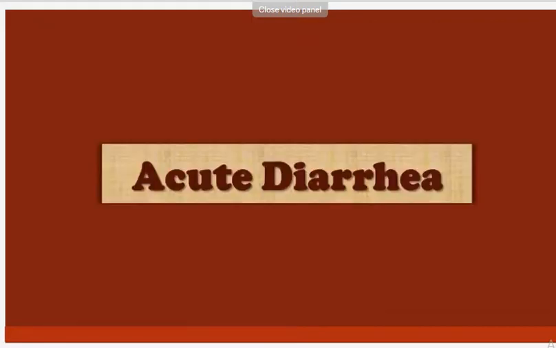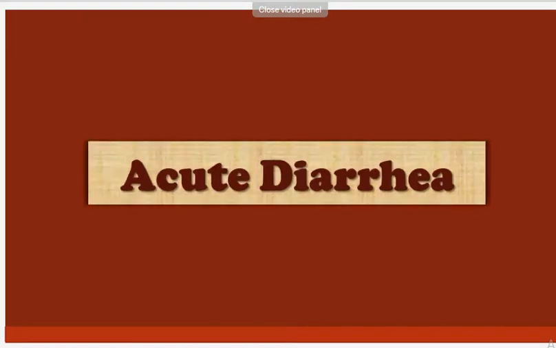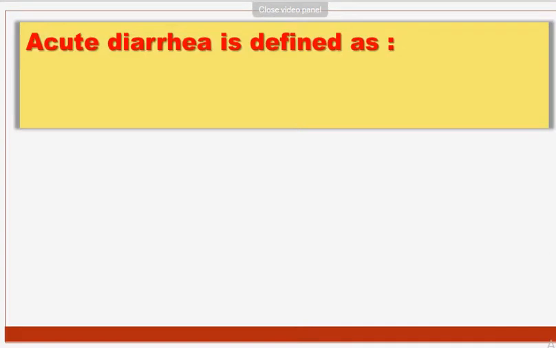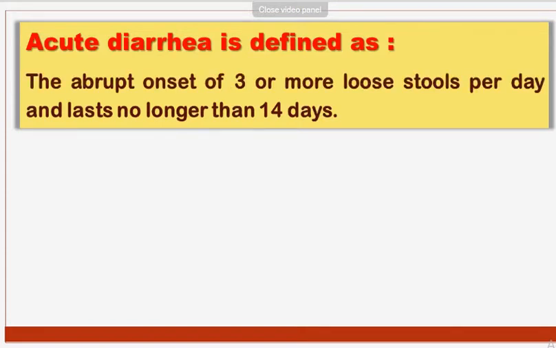Now we will go directly to acute diarrhea. And what is acute diarrhea? Now we know the definition of diarrhea in general. When we say acute diarrhea, it is linked to a certain period of time. Going back to the clinical definition, it is the presence of 3 or more loose stools. It should be loose. If it is not loose, if it is well formed, it's not diarrhea. So here it is abrupt onset of 3 or more loose stools per day and lasts no longer than 14 days. So it should be within 14 days. If it persists to 14 days or more, it is not acute diarrhea.